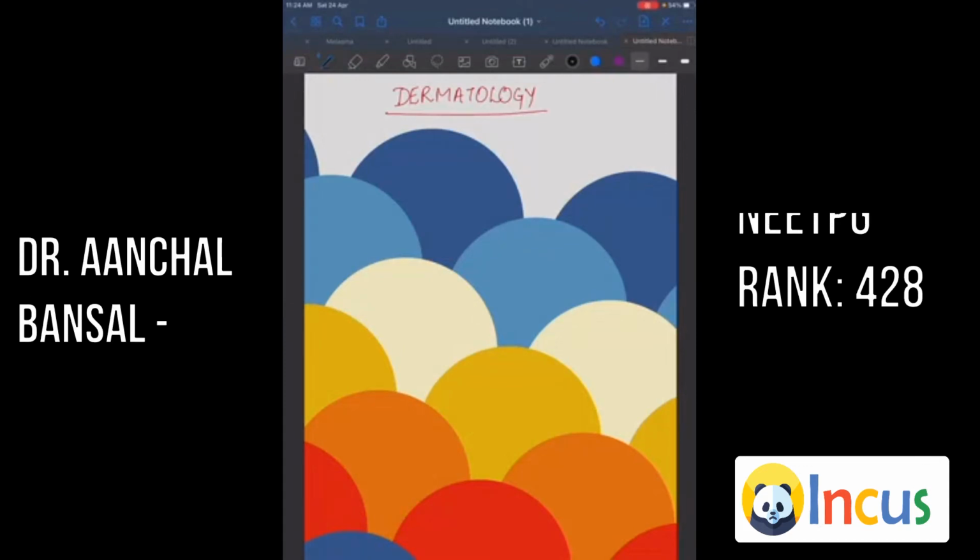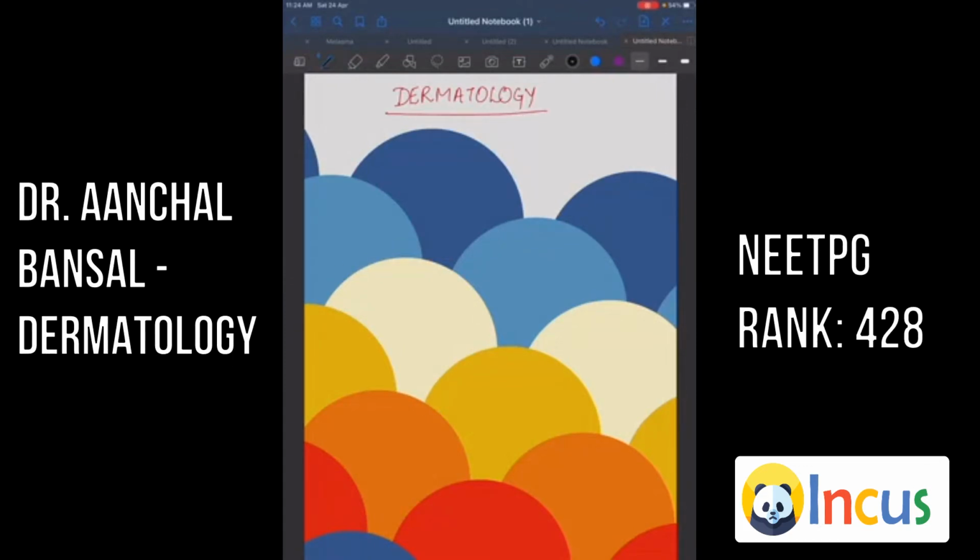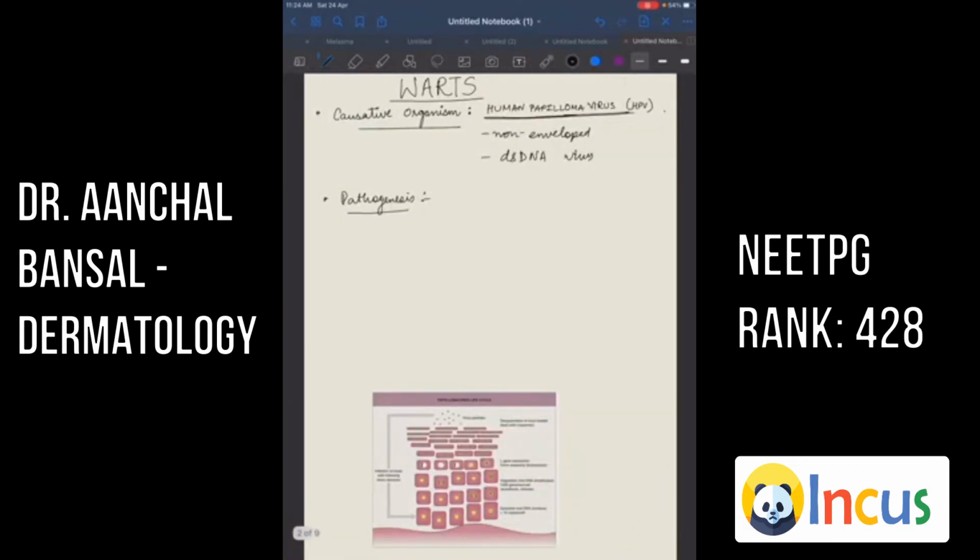Hi guys, today we will be discussing a very common disease presenting in dermatology OPD, that is warts. As we all know, the causative organism is human papilloma virus or HPV, which is a non-enveloped double-stranded DNA virus. The pathogenesis involves infection of basal keratinocytes.